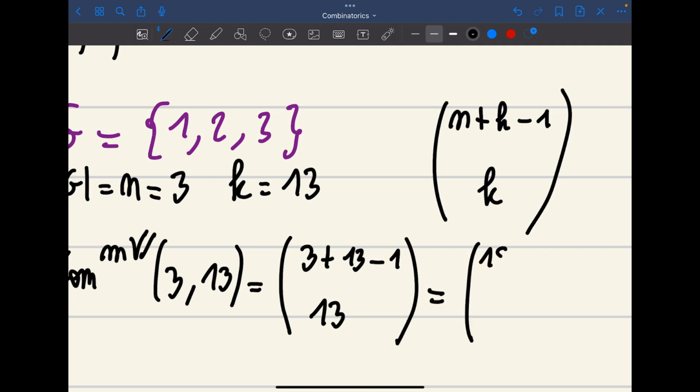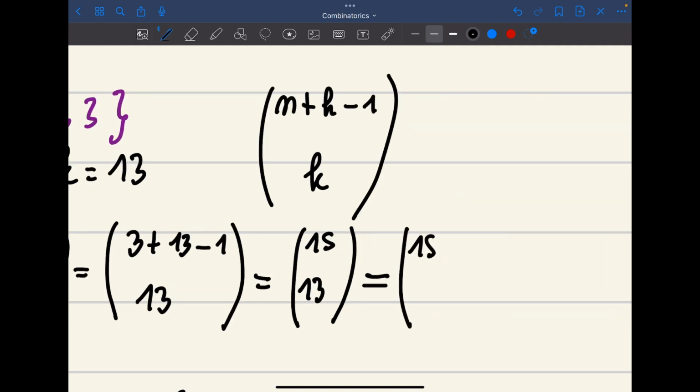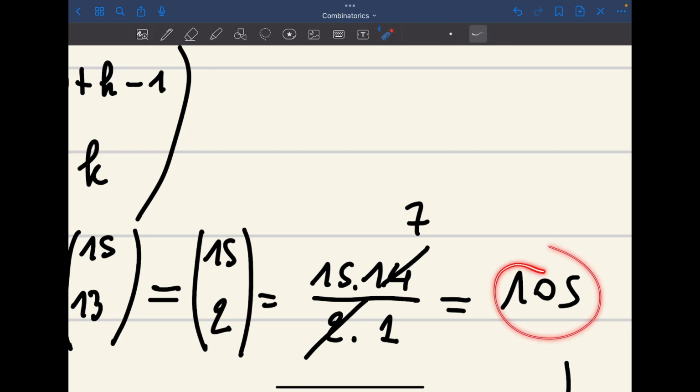And then we have 15 over 13, the same as 15 over 2, which is 15 times 14 over 2 times 1. And the result will be 105.